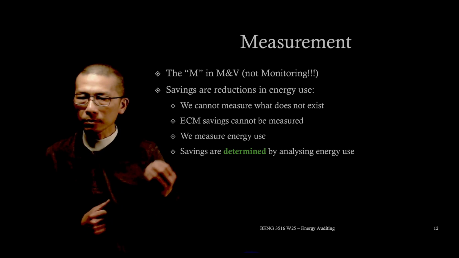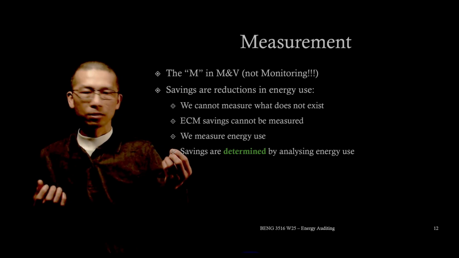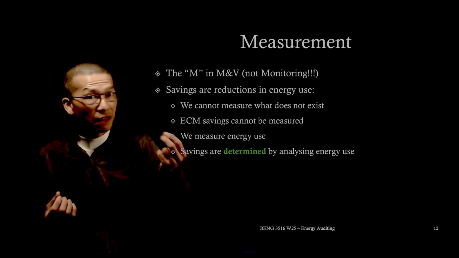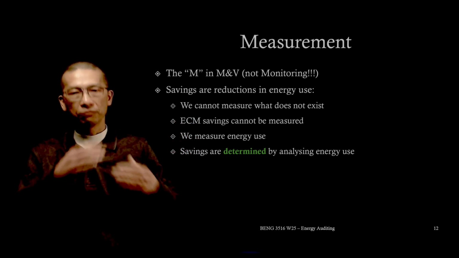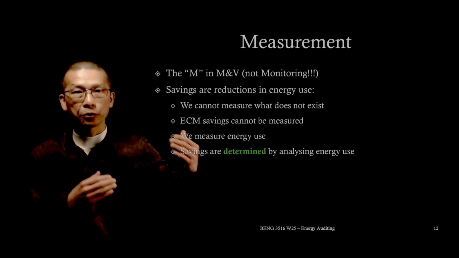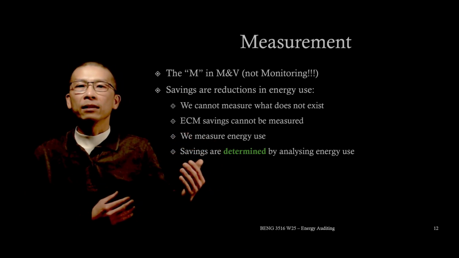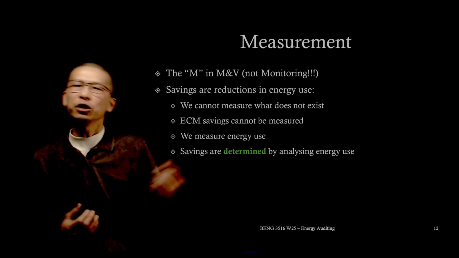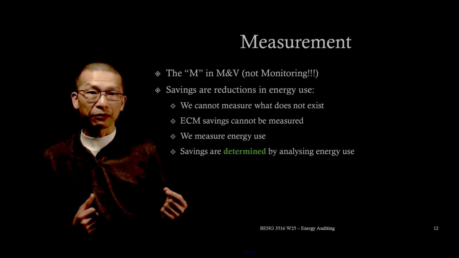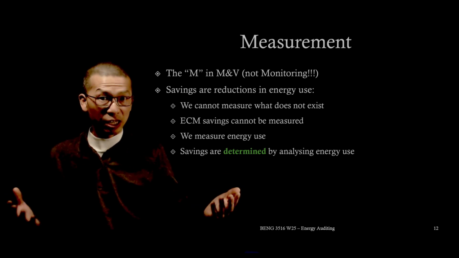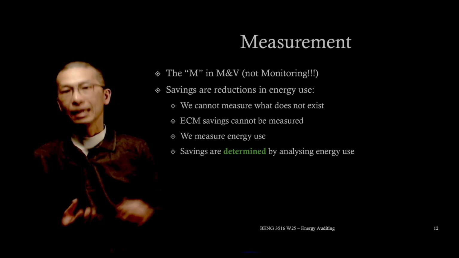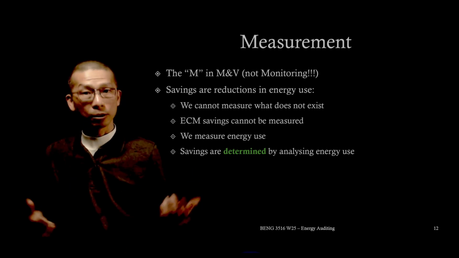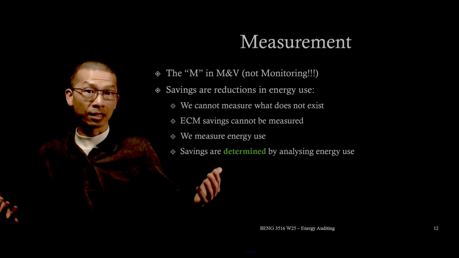Well, savings are the difference between two scenarios. Savings are reductions, and it's the difference between two scenarios: what actually happened and what would have happened. What actually happened is the measured energy use after ECM implementation. And what would have happened if no ECM was implemented? That's the baseline energy use, adjusted for external factors.